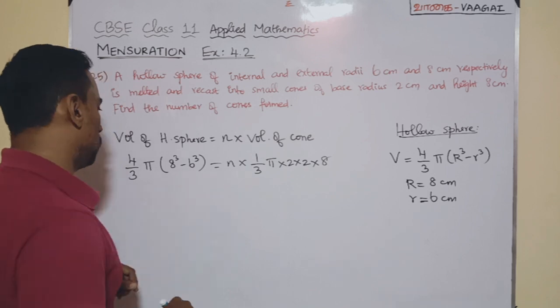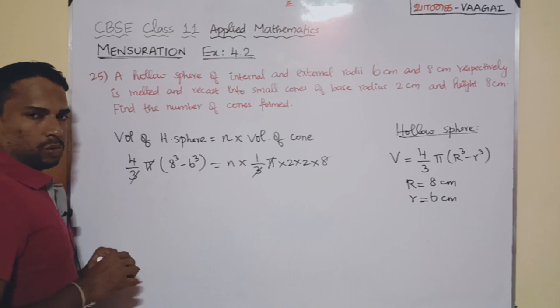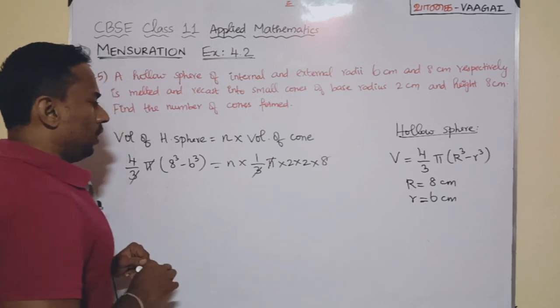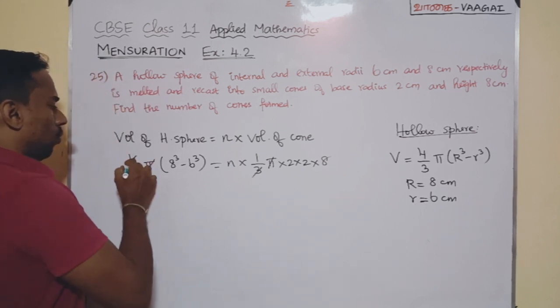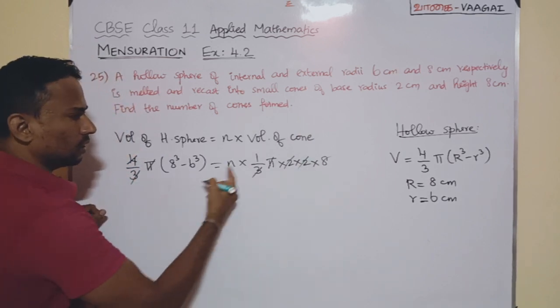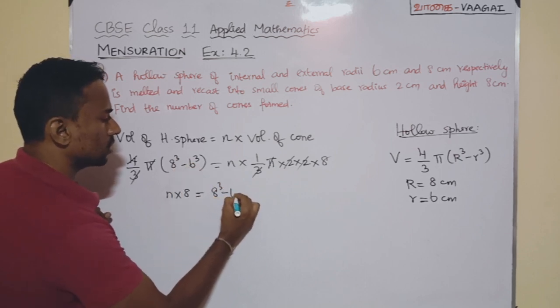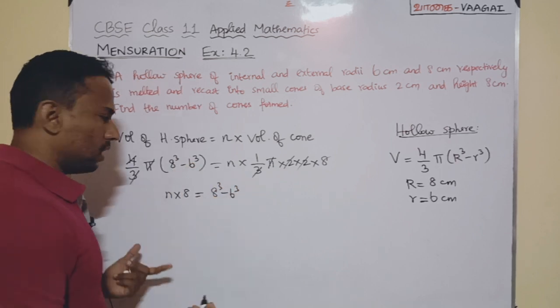That's it, very simple. Okay, so first of all, I can cut this pi by 3 both the sides. And what next I can cut is, I can also cut this 4 with this 2's are 4. Now I am simply left with here n into 8 is equal to, right hand side I have 8 cube minus 6 cube. That's all. Now when I solve for n, I can easily get the answer.